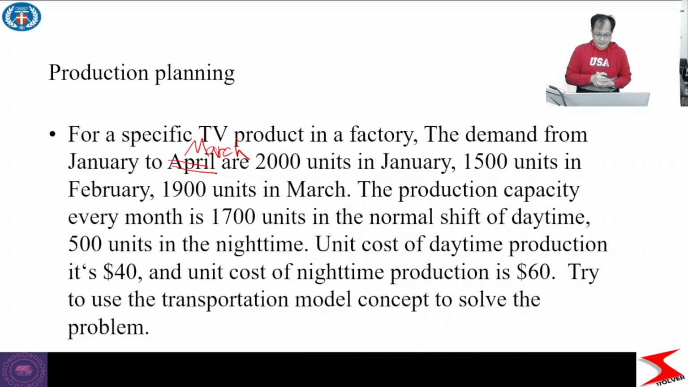Sorry for the typo. The production capacity every month is 1,700 units in the normal daytime shift and 500 units in the nighttime. The unit cost for daytime production is $40, and the unit cost for nighttime production is $60. Try to use the transportation model concept to solve the problem.